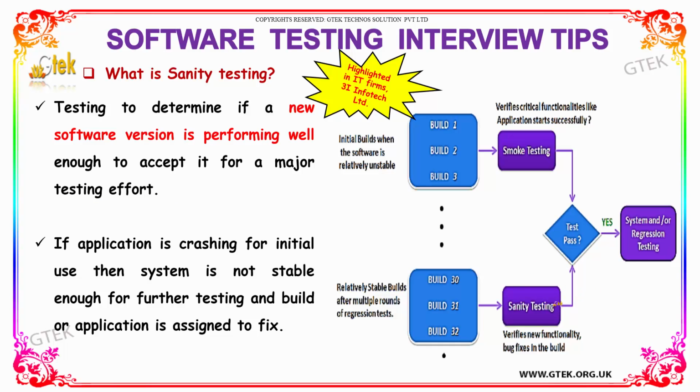Here we apply sanity testing to a small amount of the software, and if the application crashes during the initial use of testing itself, then the system is said to be not stable, and hence it won't be passed on further for testing, and the build or application is assigned to be fixed. After passing your sanity testing, it goes to the next level of testing to ensure high quality of the software.